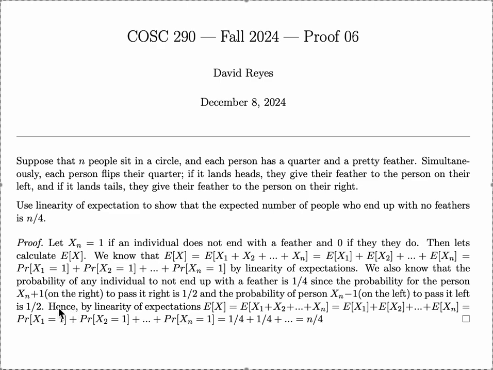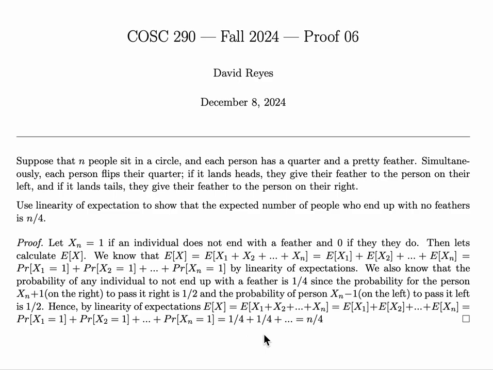So now that we know that applies for every individual, by linearity of expectations, that would be the sum of 1/4 plus 1/4 plus 1/4 until n. So that becomes n/4. Thank you.